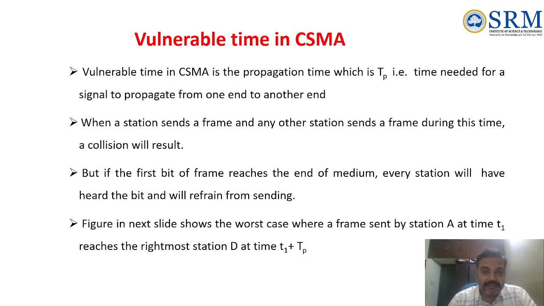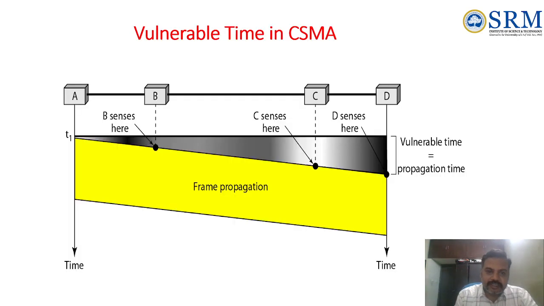When a station sends a frame and at the same time another station is sending a frame, it will definitely result in collision. But how does this happen in CSMA? Let us see. When a particular station is sending the data, the first bit of the frame will take some time to reach the other end of the medium. Within this time, if any other station senses the channel to be free and starts its transmission, the result will be collision. Let's see this in the diagram.